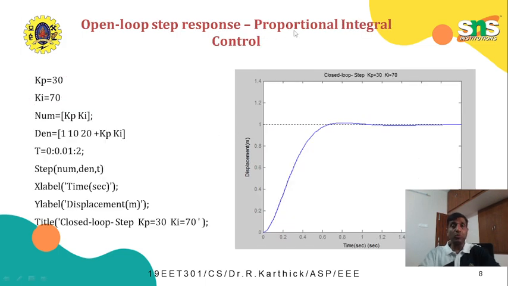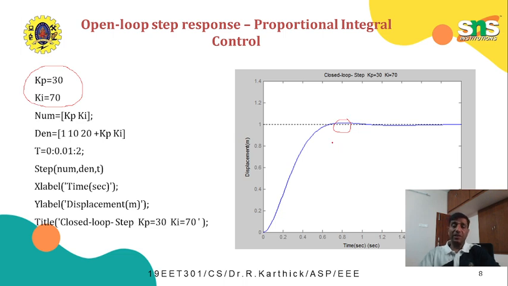We combine both proportional and integral control, that is the PI controller. Here again we assume two values after various trial and error methods, and then we find the response of the system. Now you can see the response. There is a small overshoot still existing in the system. Your rise time is improved, and also your settling time is improved, but there is still a small overshoot.